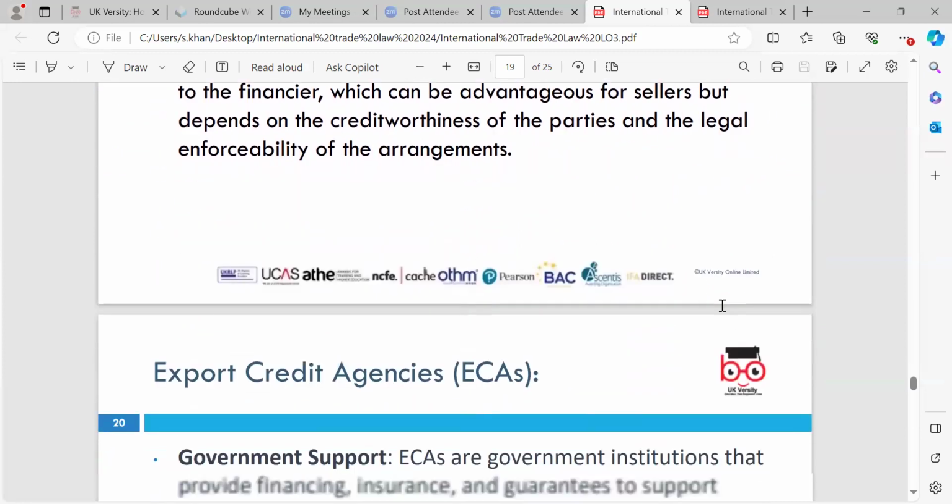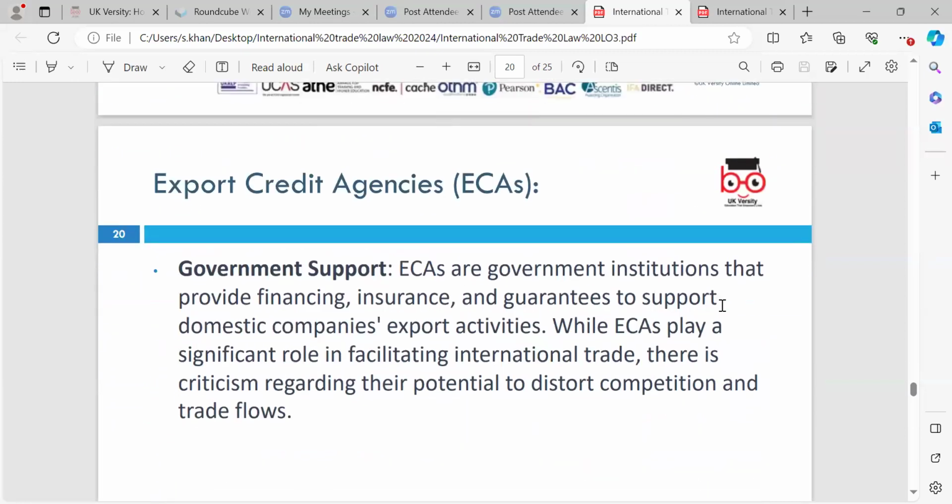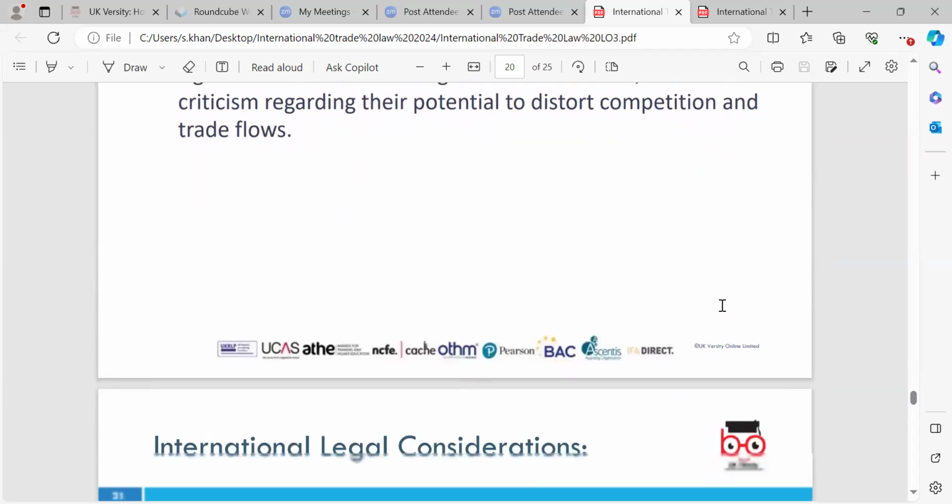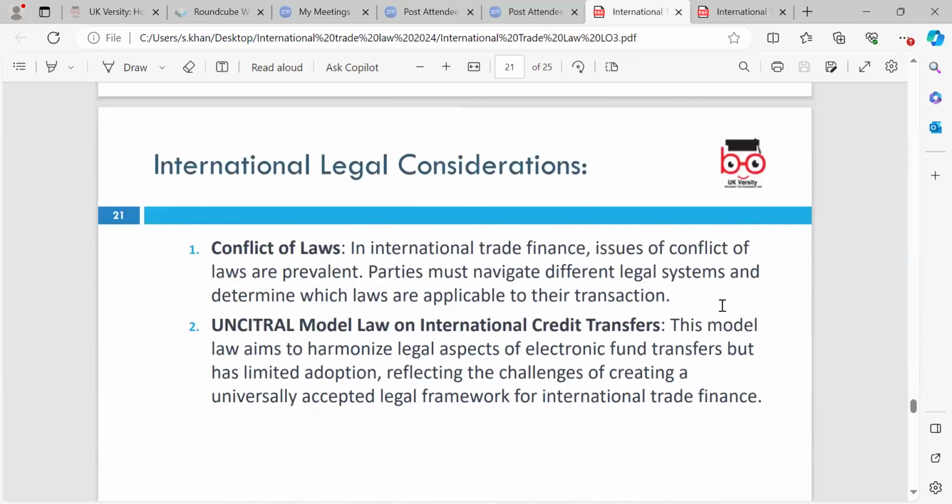We then went on to look at export credit agencies, ECAs, and how the ECAs are government institutions that provide financing, insurance, and guarantees to support domestic companies' export activities. We then went on to look at international legal considerations, so conflict of laws. In international trade, issues of conflict of laws are prevalent. Parties must navigate different legal systems and determine which laws are applicable to their transactions, so if they're doing a sale of goods transaction or global transactions.